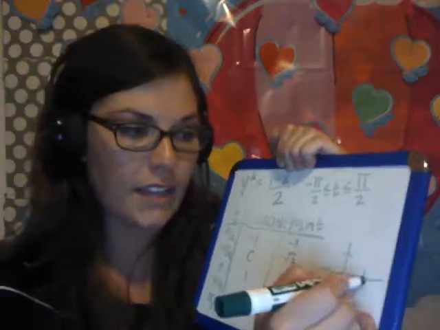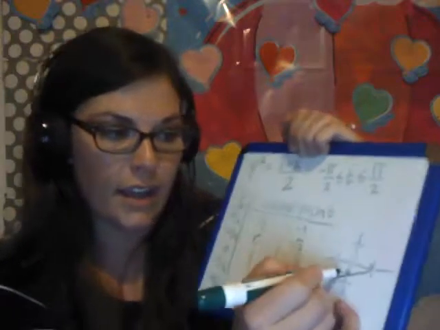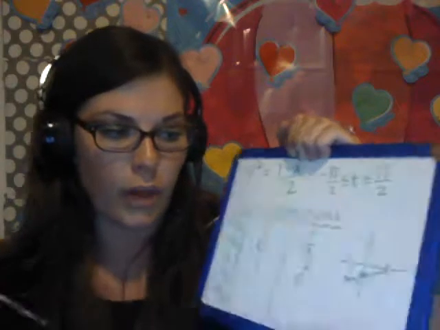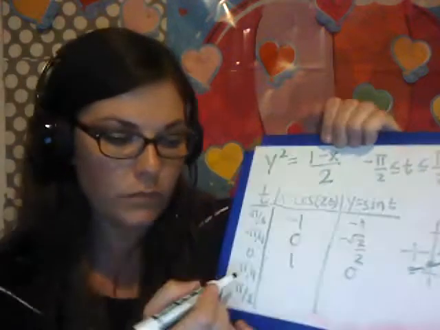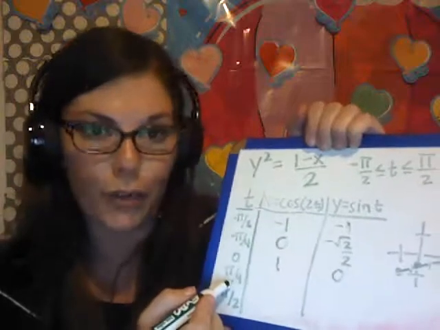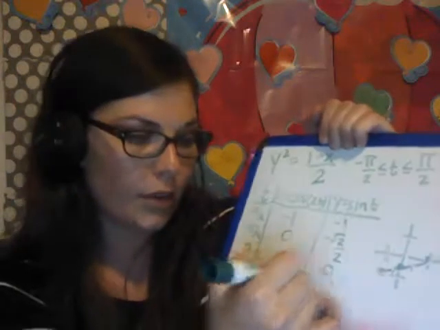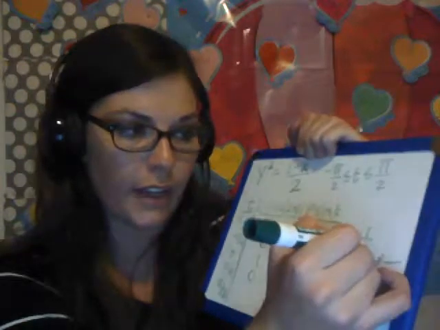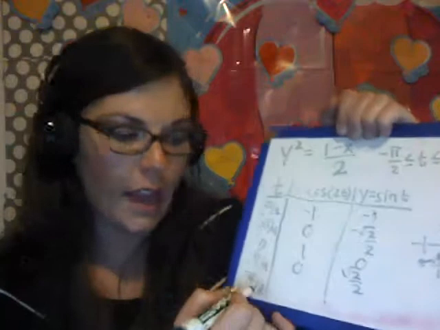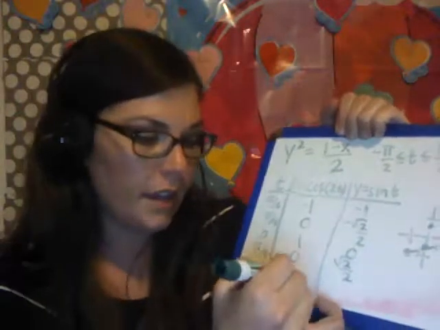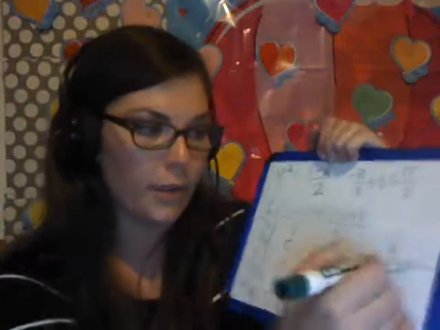As I connect these dots, I see that I am traveling in what appears to be a counterclockwise direction. So let's continue with these last coordinates by substituting in pi over 4. I get 0, square root of 2 over 2, which would be about right here. And as I substitute in pi over 2, I will get negative 1, positive 1.